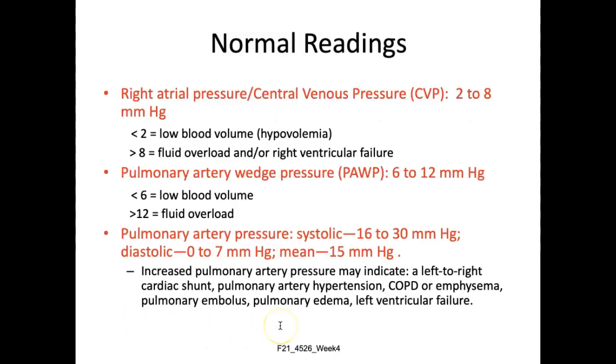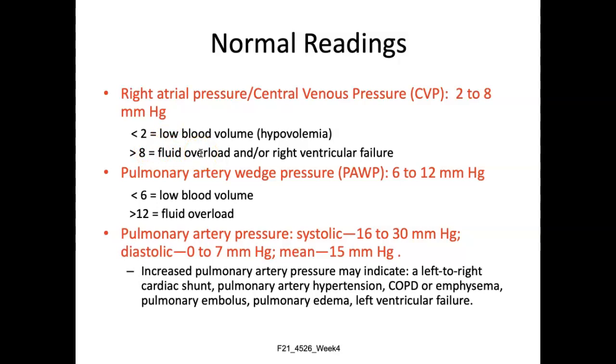So these are the normal pressure readings, and this is really what you need to know for this course, is just to understand the pressure readings. So your right atrial pressure or your central venous pressure is anywhere from 2 to 8 millimeters of mercury. If it's under 2, that means you have a low blood volume. If it's greater than 8, you're in fluid overload.